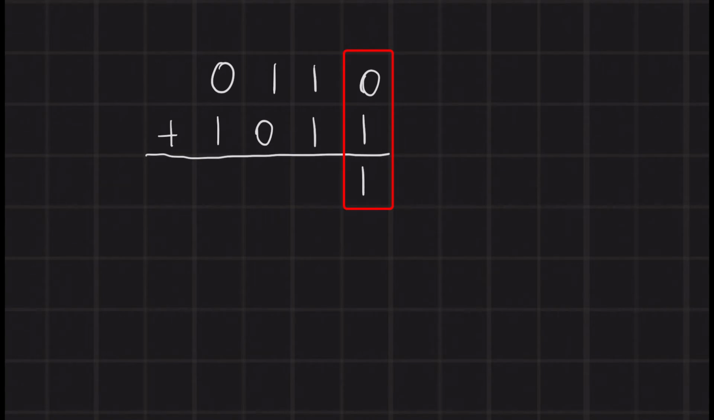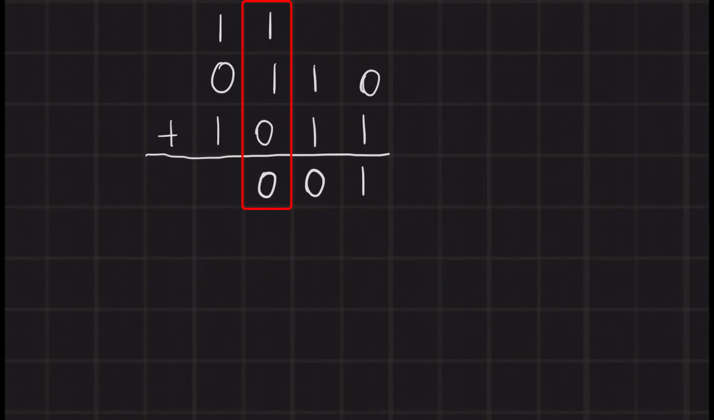0 plus 1 is 1. Move to the next column. 1 plus 1 is 0 with a carry. Move to the next column. 1 plus 1 plus 0 is 0 with a carry. Move to the next column. 1 plus 0 plus 1 is 0 with a carry. And that last carry, it falls off the edge of the Earth and gets eaten by a dragon.